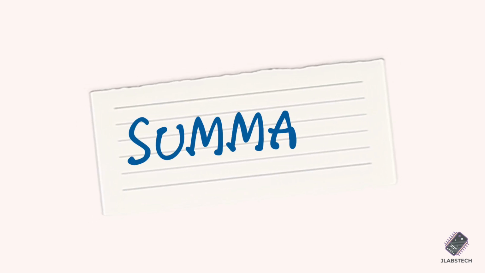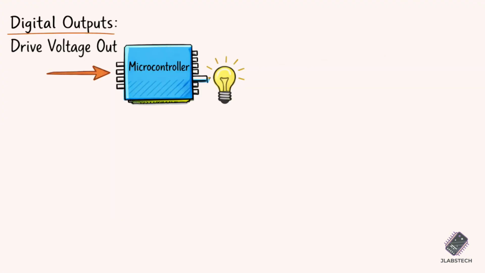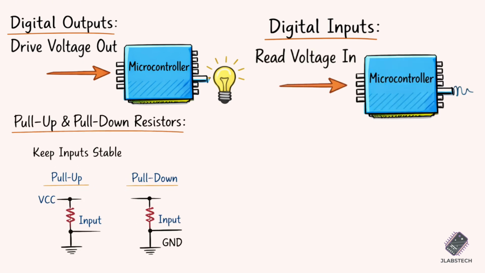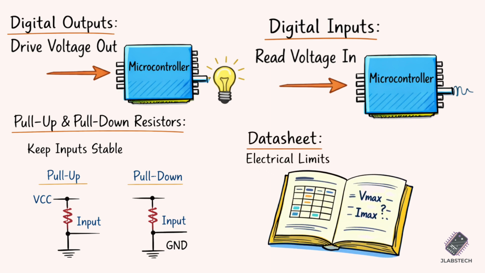So let's summarize everything quickly. Digital outputs drive voltage out of the microcontroller. Digital inputs read voltage coming into the microcontroller. Pull-up and pull-down resistors keep inputs stable. And the datasheet tells you the electrical limits of every pin.